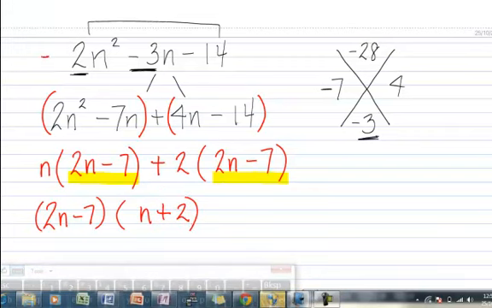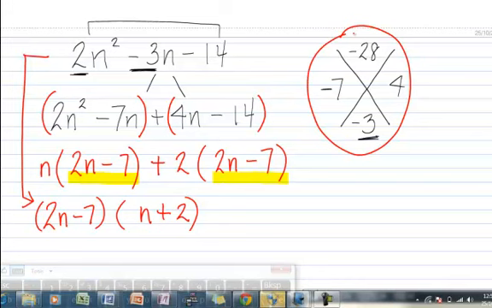So you see, using the exact same method, as long as you find the combination, then you can always factor regardless of what the number is for the coefficient in front of the squared variable.